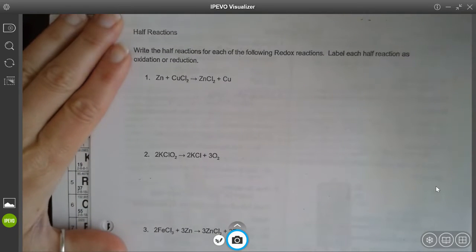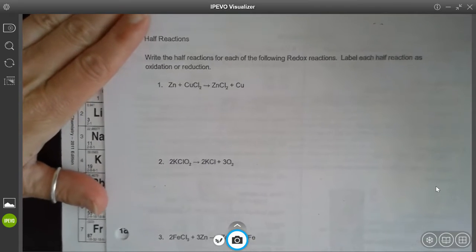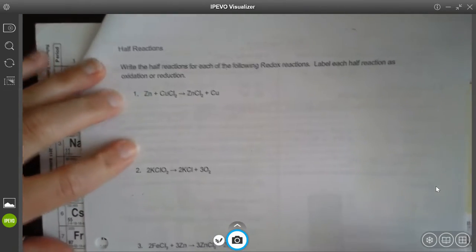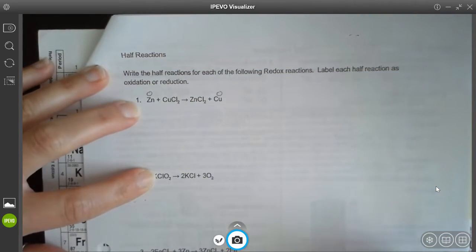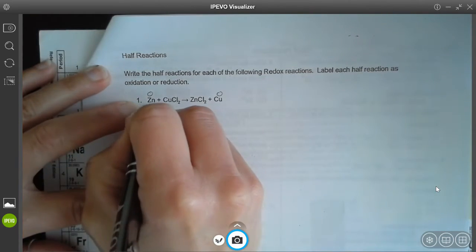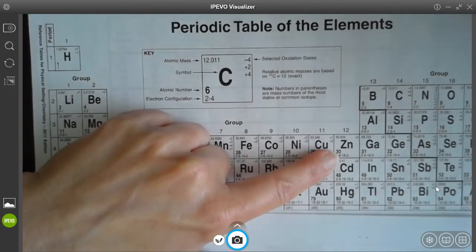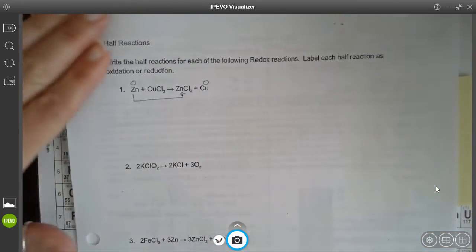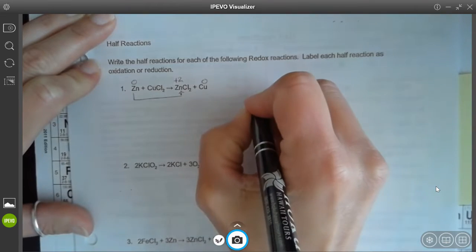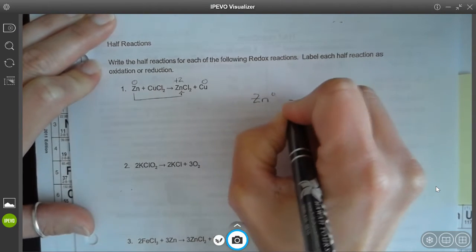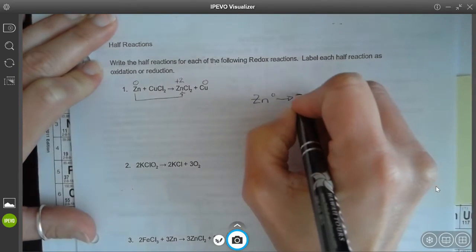So this is exactly what you were doing yesterday. Write the half reaction of each of the following. Find our free elements first. Okay, it looks like zinc and copper are going to change. So we go to the periodic table, find zinc, it's a +2. And you're going to balance them when you write the half reaction. Zinc is going to go to a zinc +2.